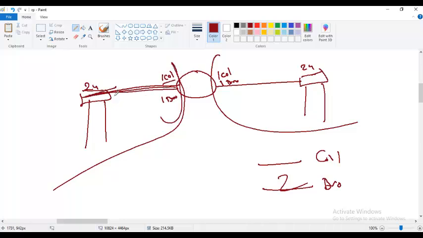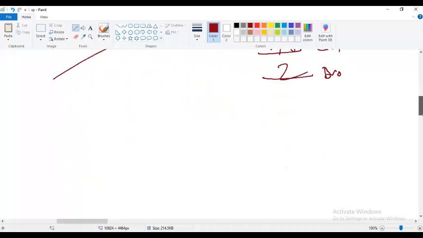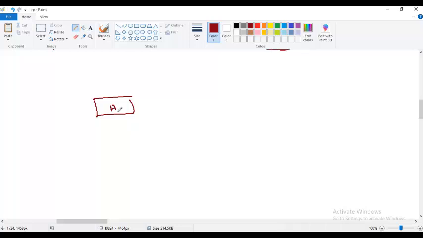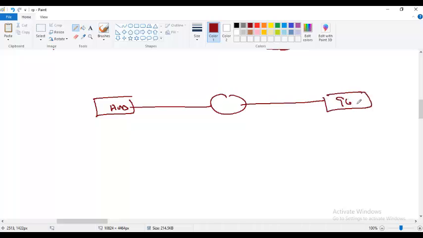So let me ask you another one. You have a hub connected to a router, and this is connected to a 96 port switch. So tell me how many collision domains and how many broadcast domains we have. Hub has got 8 ports. So tell me what is the total number of collision domains and broadcast domains.